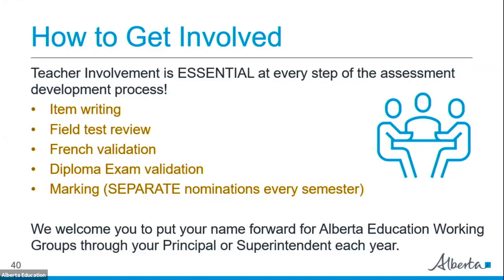So the call for nominations for diploma exam working groups are sent out at the beginning of each school year. So it's already gone for this year, of course, and there was a deadline on it, and it has passed, but you still can have your name put forward to us. So just through the proper channels. So we welcome you to provide your name to your principal or superintendent, who will provide the name to us.